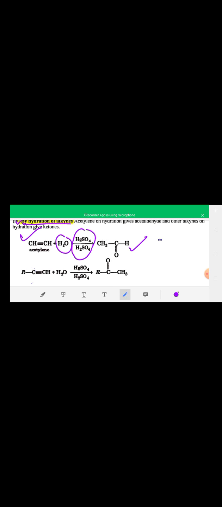Okay. So when alkynes are treated with water in presence of mercuric sulfate and sulfuric acid, the alkynes are converted into aldehyde or ketone. For example, when acetylene, that is CH triple bond CH, is reacted with HgSO4, mercuric sulfate, and H2SO4, this reaction is known as hydration reaction, because 20% H2SO4 is used in this reaction, and the temperature is almost 60 degrees Celsius.